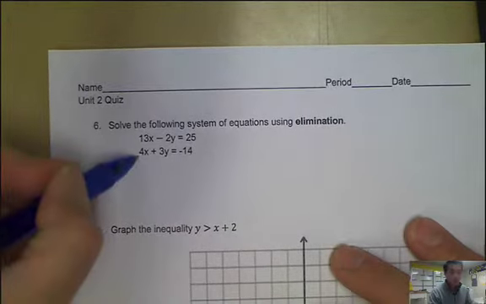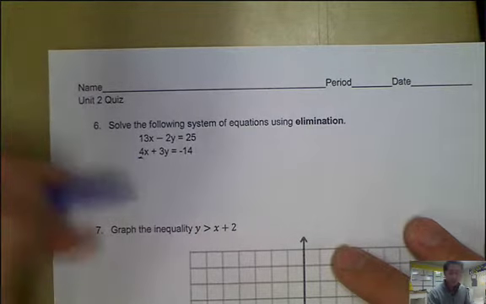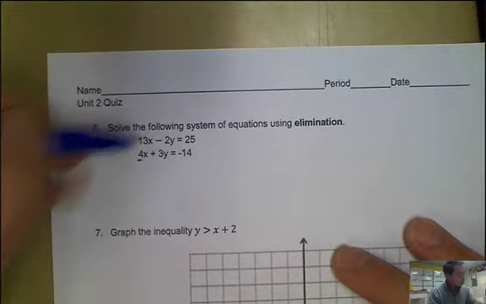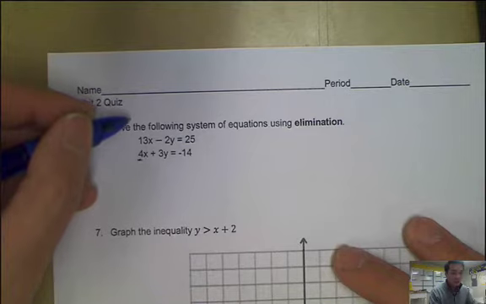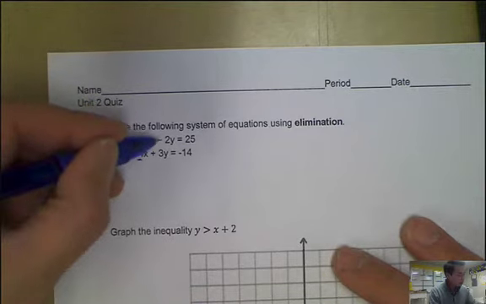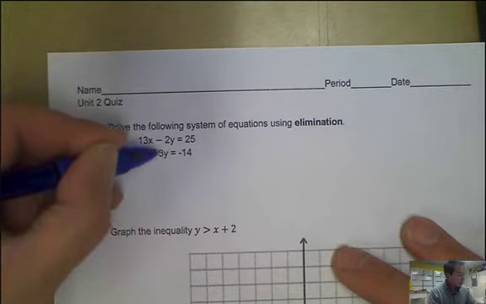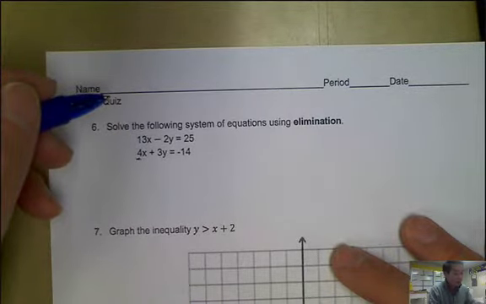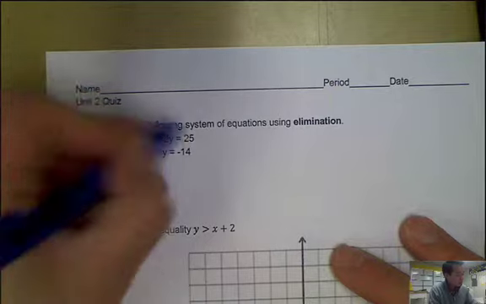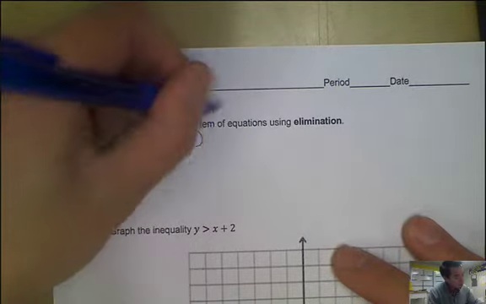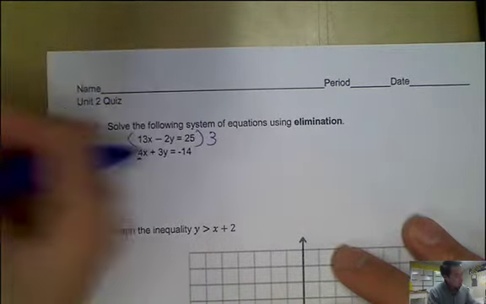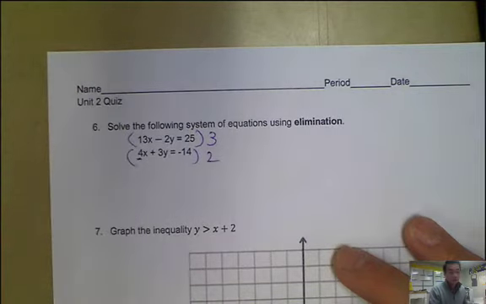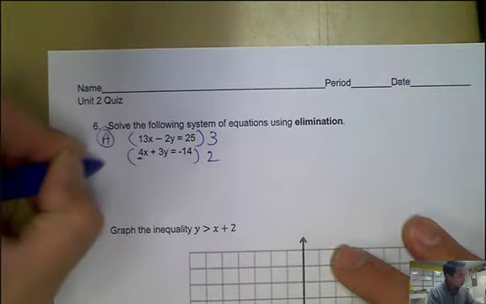I have 13x, 4x right here. A lot of you just like to get rid of your x right away because it's first. But you know that in order to eliminate, the fastest way to eliminate is opposite signs. Luckily, we already have 3y and negative 2y. I'm just going to change both into 6y, one positive 6 and one negative 6. So I'm going to multiply the top one by 3, multiply the bottom one by 2. So this is my equation A, equation B.